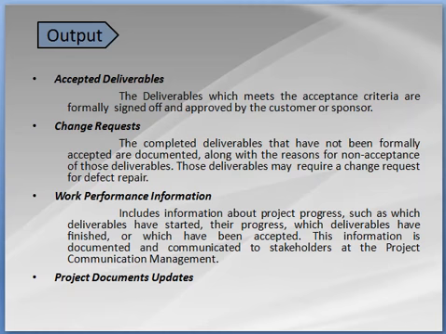Work performance information includes the information about project progress, such as which deliverables have started their progress, which deliverables have finished, and which have been accepted. The information is documented and communicated to the stakeholders through project communication management, and the project documents are updated.